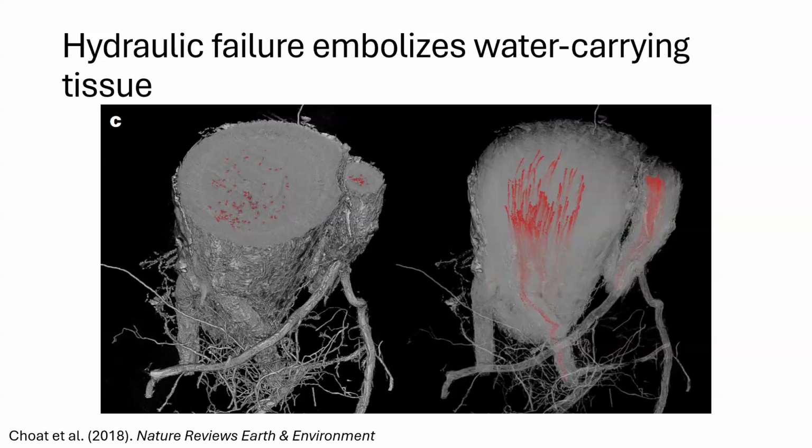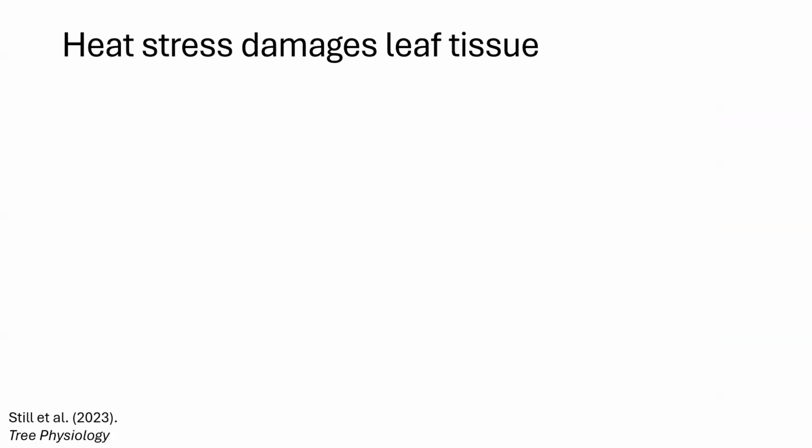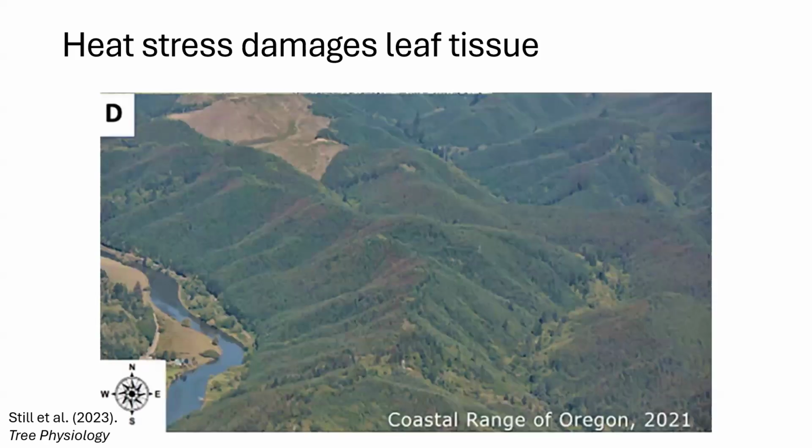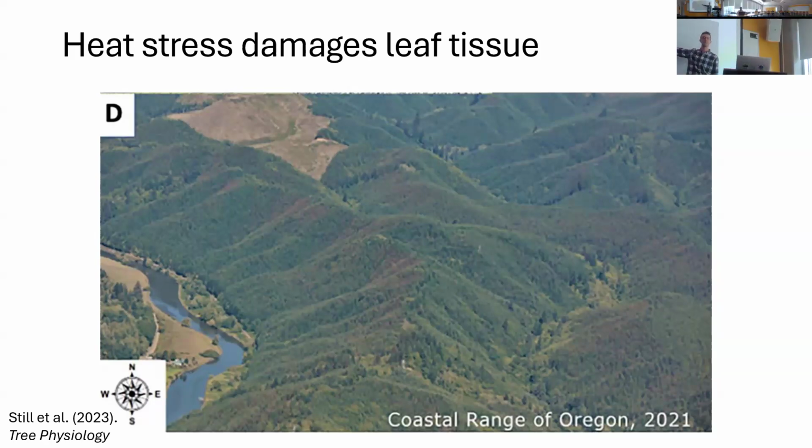Another, more short-term process that can kill a tree is heat stress. Who was here during the heat dome in 2021? I was here. Really bad day. It was a bad day for the trees too. This was on the coastal range of Oregon. I'm not sure how well you can see here, but there's all sorts of browning through here. And it's almost exclusively on the west side of all these ridge lines. Why the west side? Any idea?